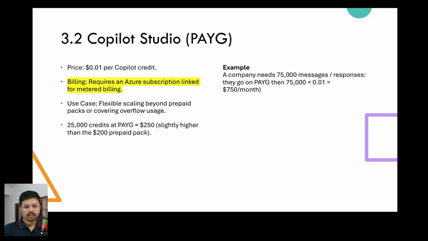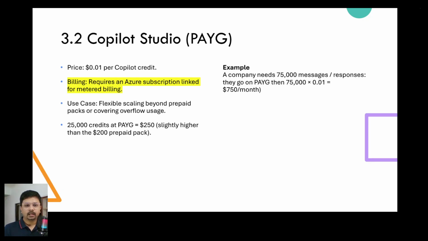The second thing is the pay as you go model. The pay as you go model cost is 1 cent per Copilot credit. Whenever you hear the word credit, initially it was known as the message pack, and now it is renamed as credit. The concept is the same, there is nothing changed, only the word is changed here.